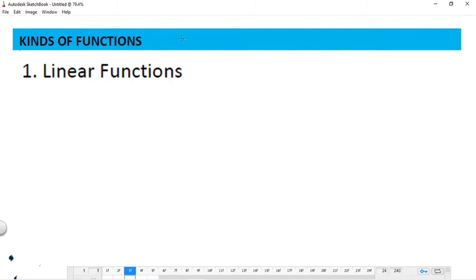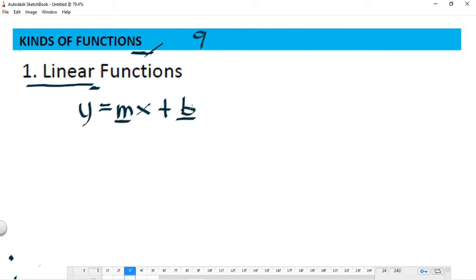Functions have wide area of applications, so it is convenient to classify them. There are many types of functions, but in this video, we will learn just 9. The first type is linear function. This is regarded as the most simple of all types of function. It is in the form y is equal to mx plus b, wherein m and b are constants.